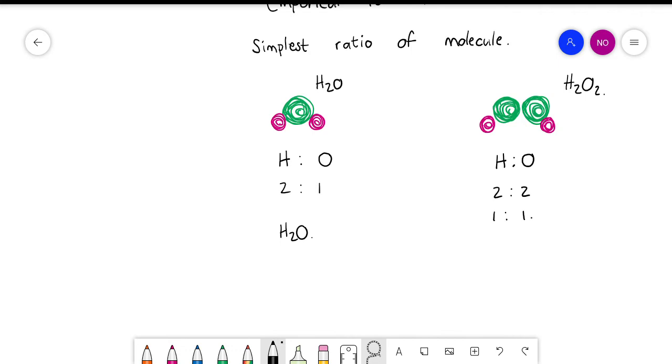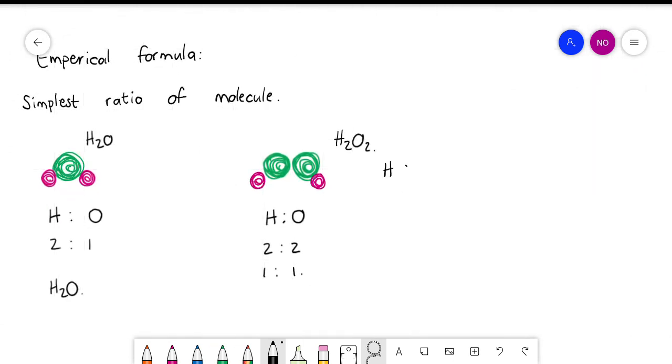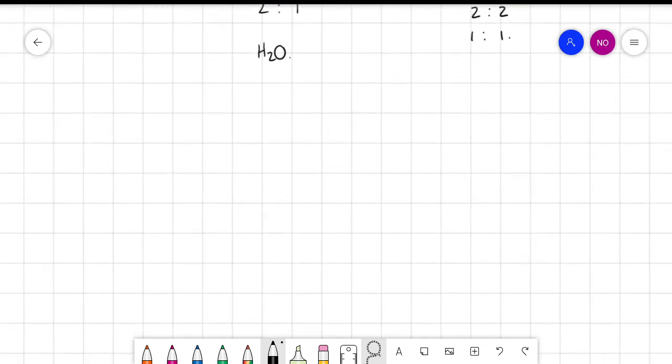But the empirical formula of hydrogen peroxide actually looks like this. Is daai die formule van waterstofperoksied? No. But you guys see that that is the simplest form in which we can write it. Meaning that for each one hydrogen, we have one oxygen. Dit is nie sy chemiese formule nie, dit is sy empiriese formule. Ons gebruik dit veral wanneer ons kom by organiese molekules.